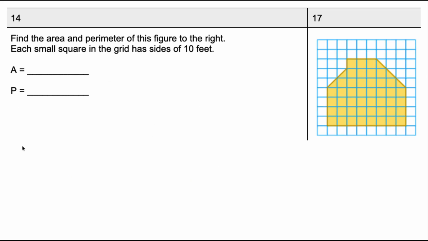Number 14. Sometimes they don't give you the measurements, but instead they show you a polygon on a grid. And so they want us to find the area and the perimeter of this shape. It says each small square in the grid has sides of 10 feet. Now, I'm remembering right now that I did not do that. So we have 8, which would be equal to 80 feet. 4, which is equal to 40 feet.